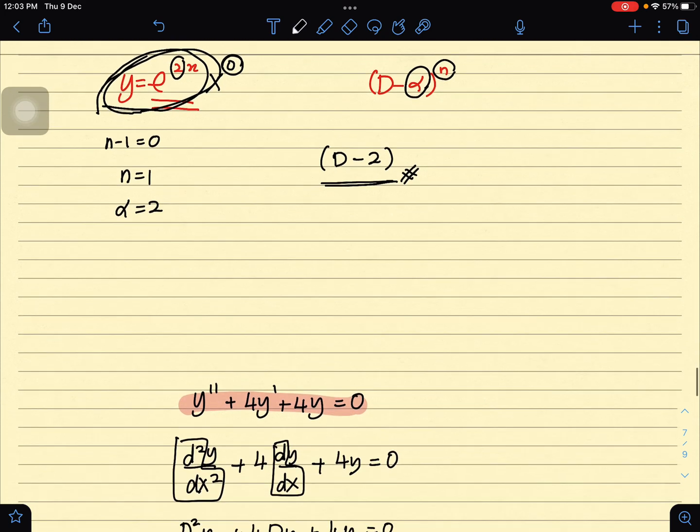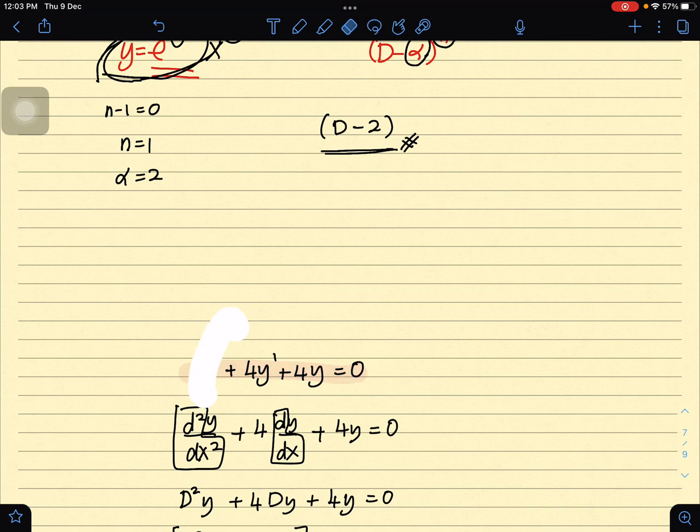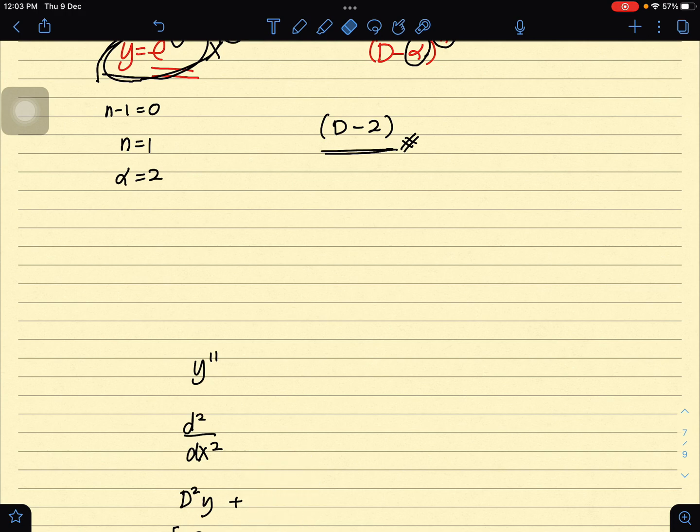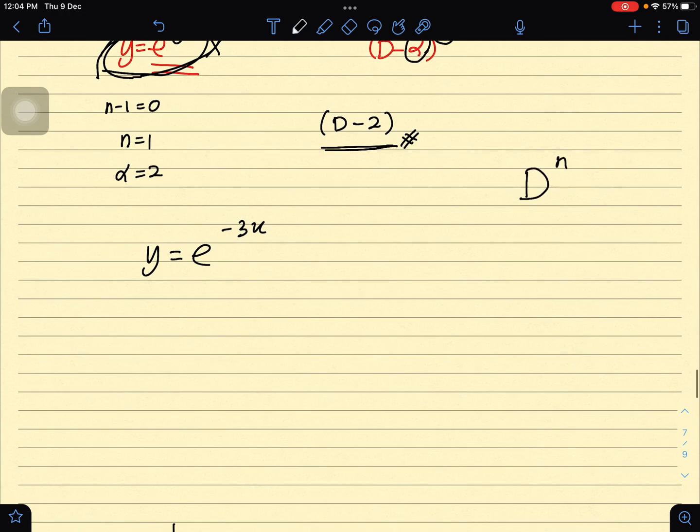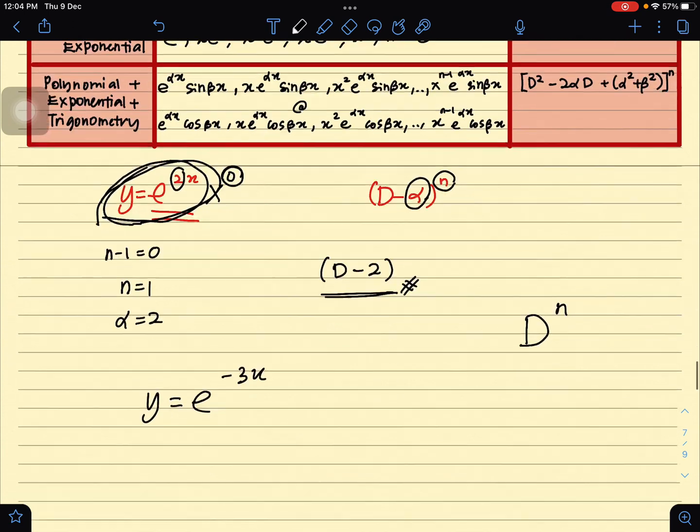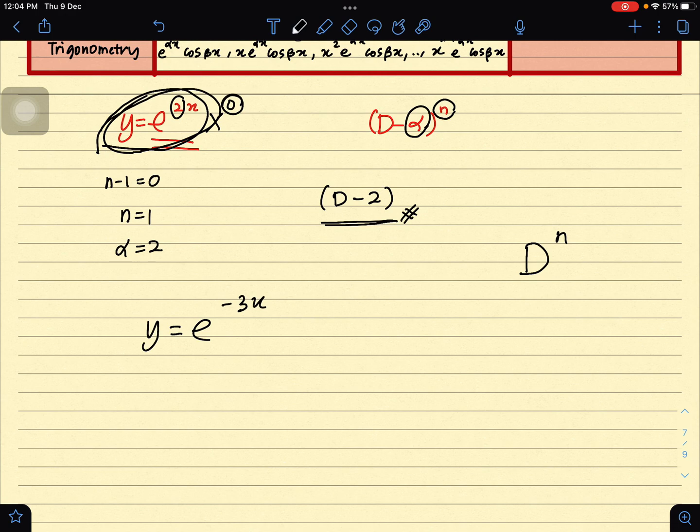Let's say the question asks you to find the differential operator, or the annihilator operator, that annihilates the function y equal to exponent negative 3x. You need to understand that if the function is only a polynomial function, without any other function, your operator will be d to the power of n. But if it's an exponential function, it will be combined with the polynomial. Even though you cannot see the polynomial here, you actually have x with the power of 0. That's why you cannot see it.